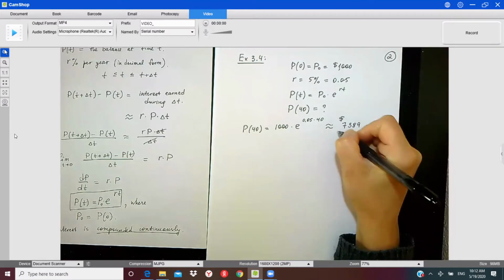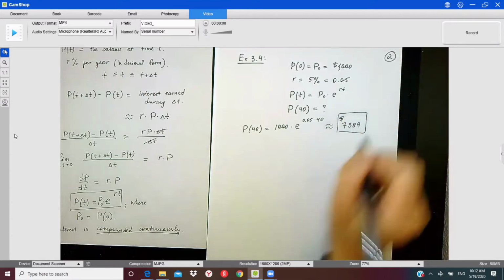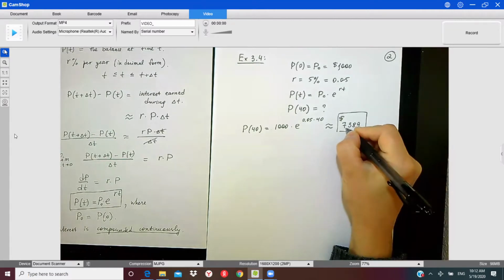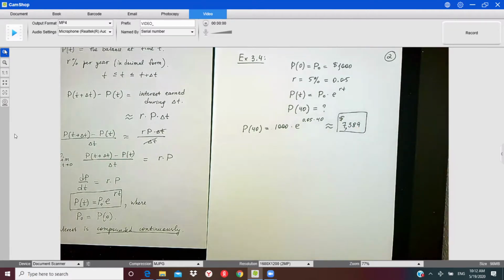Dollars, excellent. For some reason, I don't see measurement in the text. I'm looking at this problem right now. They did not provide the measurement. However, let's keep in mind, these are not oranges or apples. These are dollars. And I think it's important to write measurement.